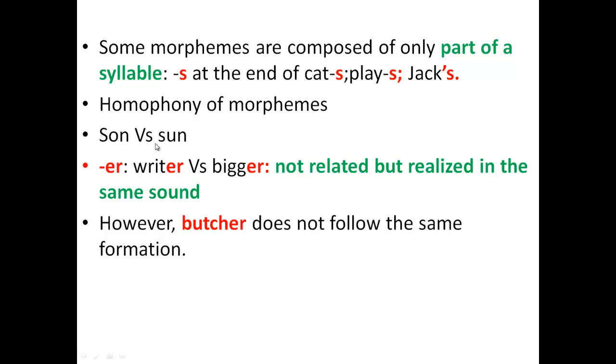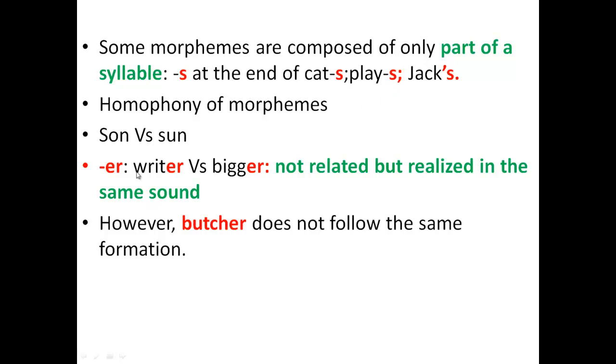Now, homophony, I think you are already familiar with the notion of homophony, which means two words being written differently but pronounced in the same way. So we have got sun, son here. This is what we call homophony, being pronounced in the same way. Here, the s, the plural one, and the possessive one, they are pronounced in the same way. And even this s, when it is connected to some verbs that end in a voiceless sound, we are going to consider this later on.